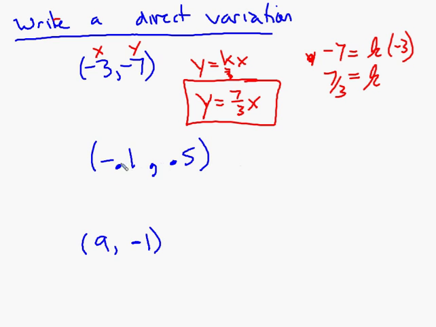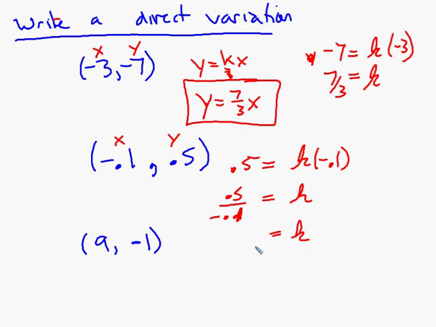So the next one, I know x is negative 0.1. I know y is 0.5. See, x, y. I put those into my direct variation. I'm told to write a direct variation. I divide both sides by negative 0.1. Now, I do not want to ever see as final answers a decimal over a decimal. Use your calculator and divide it. What's 0.5 divided by 0.1? Negative what? 5. Negative 5. So that's k.